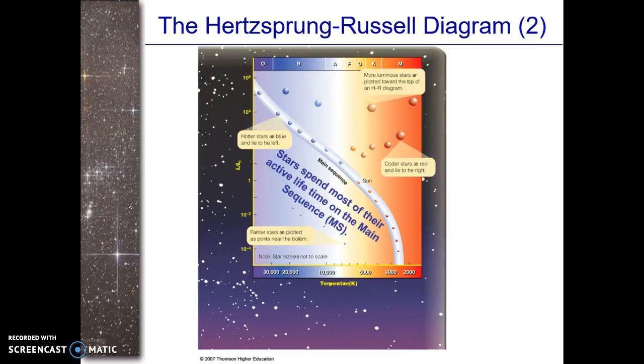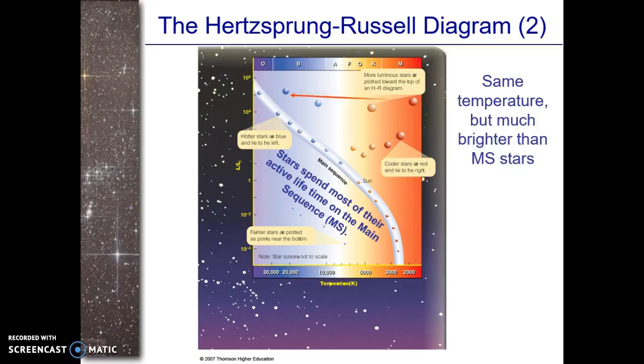Like I said, 90% of your stars are going to spend most of their active life in this main sequence. By looking at the HR diagram, you can tell that temperature isn't the only thing that determines the luminosity. Size also comes into play.